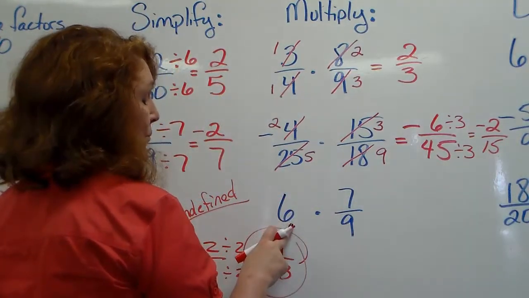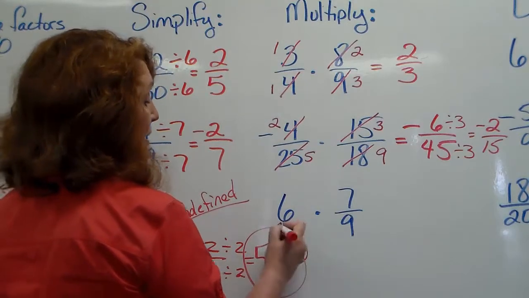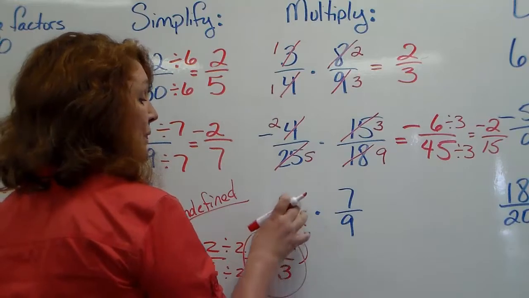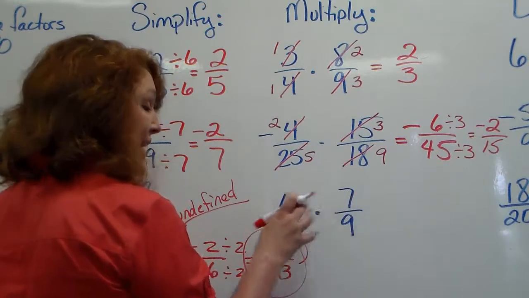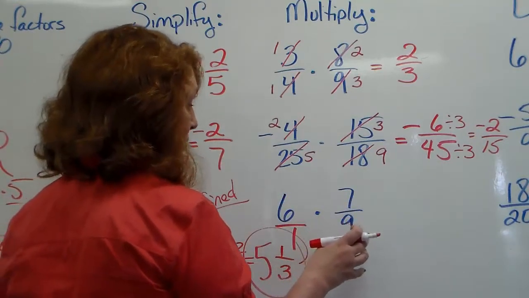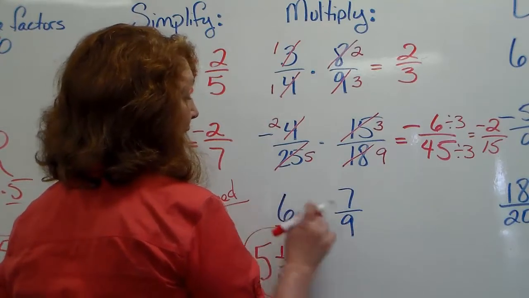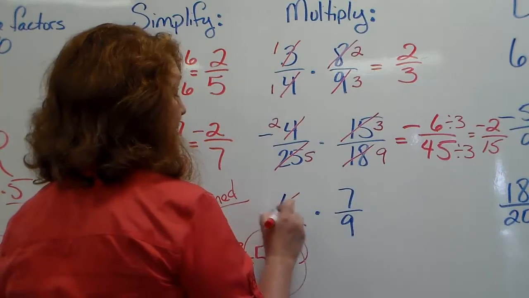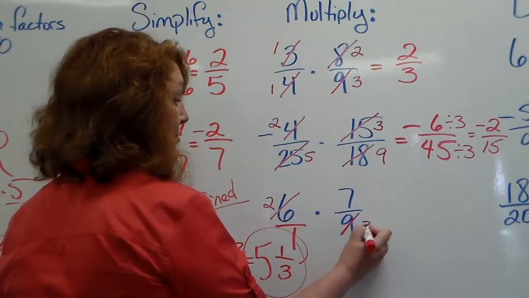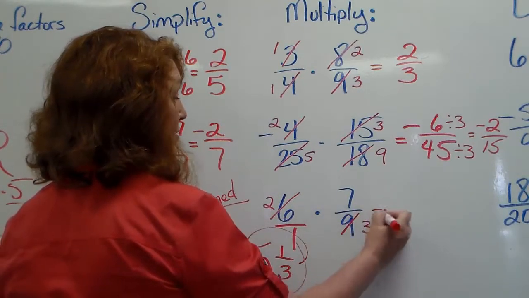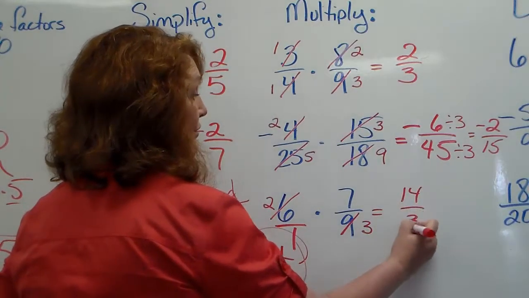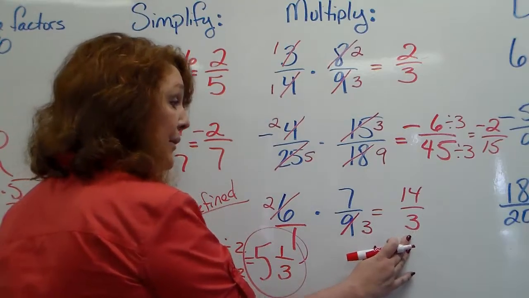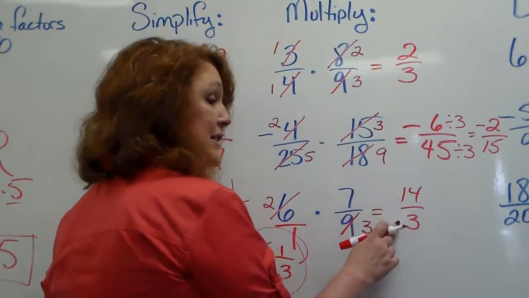When I have a whole number that I'm multiplying by, I need to put it over 1 so that I'm multiplying fraction to fraction, because I cannot multiply whole numbers or mixed numbers. So now I'm looking diagonally, and I can take a 3 out of these, and I can't take anything out of these. So 3 goes into 6 twice, 3 goes into 9 3 times. When I multiply straight across, I get 14 over 3. And I can't leave it like this. I have to make this into a mixed number, because the numerator is bigger than the denominator.